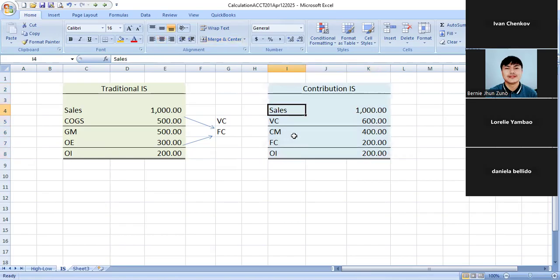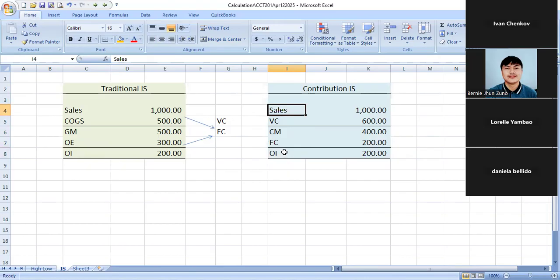Okay, so once we do that, we're going to come up with this contribution format income statement, which is going to start with the sales, then variable cost. Once we have the sales and variable cost, we're going to have the contribution margin. Then we're going to deduct the fixed costs and we're going to have the operating income.